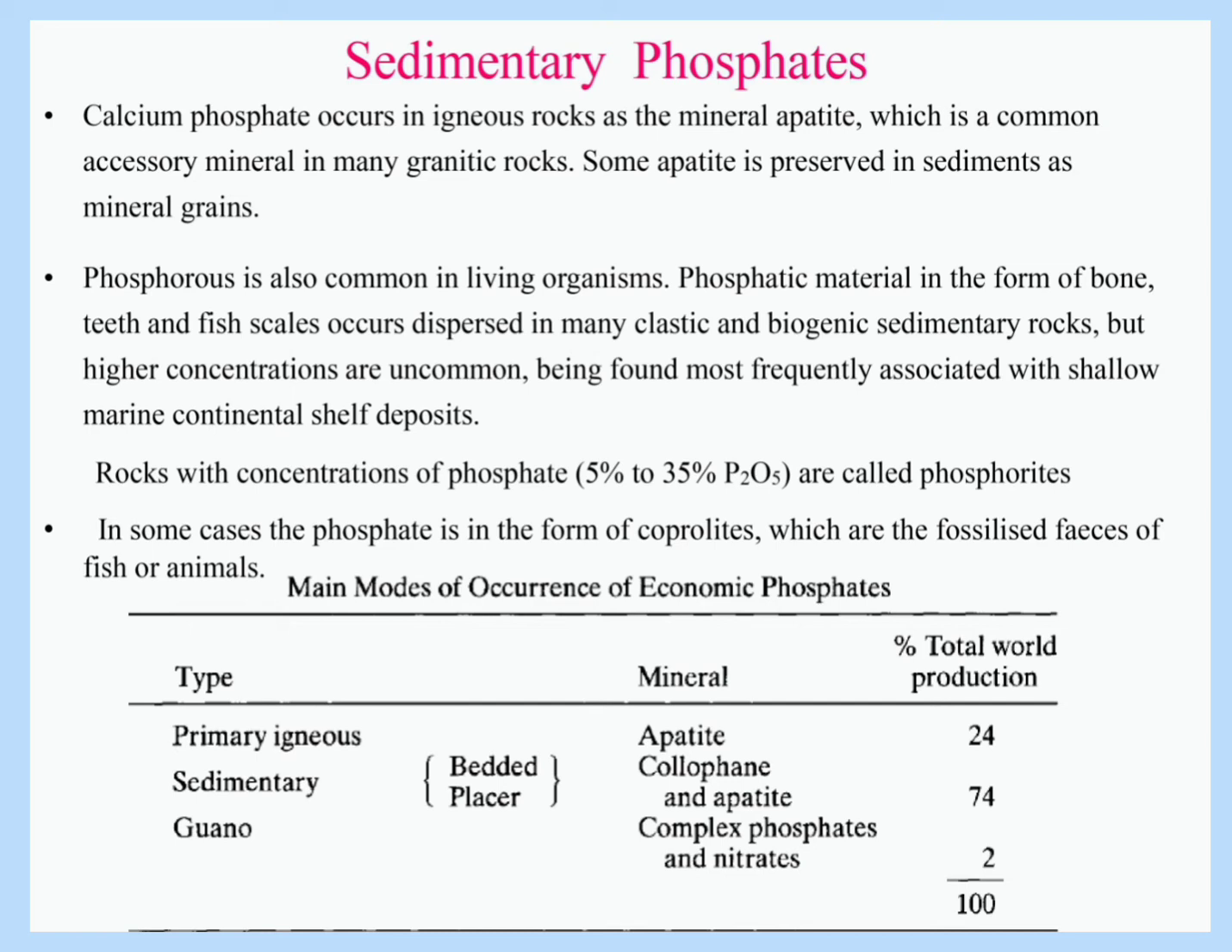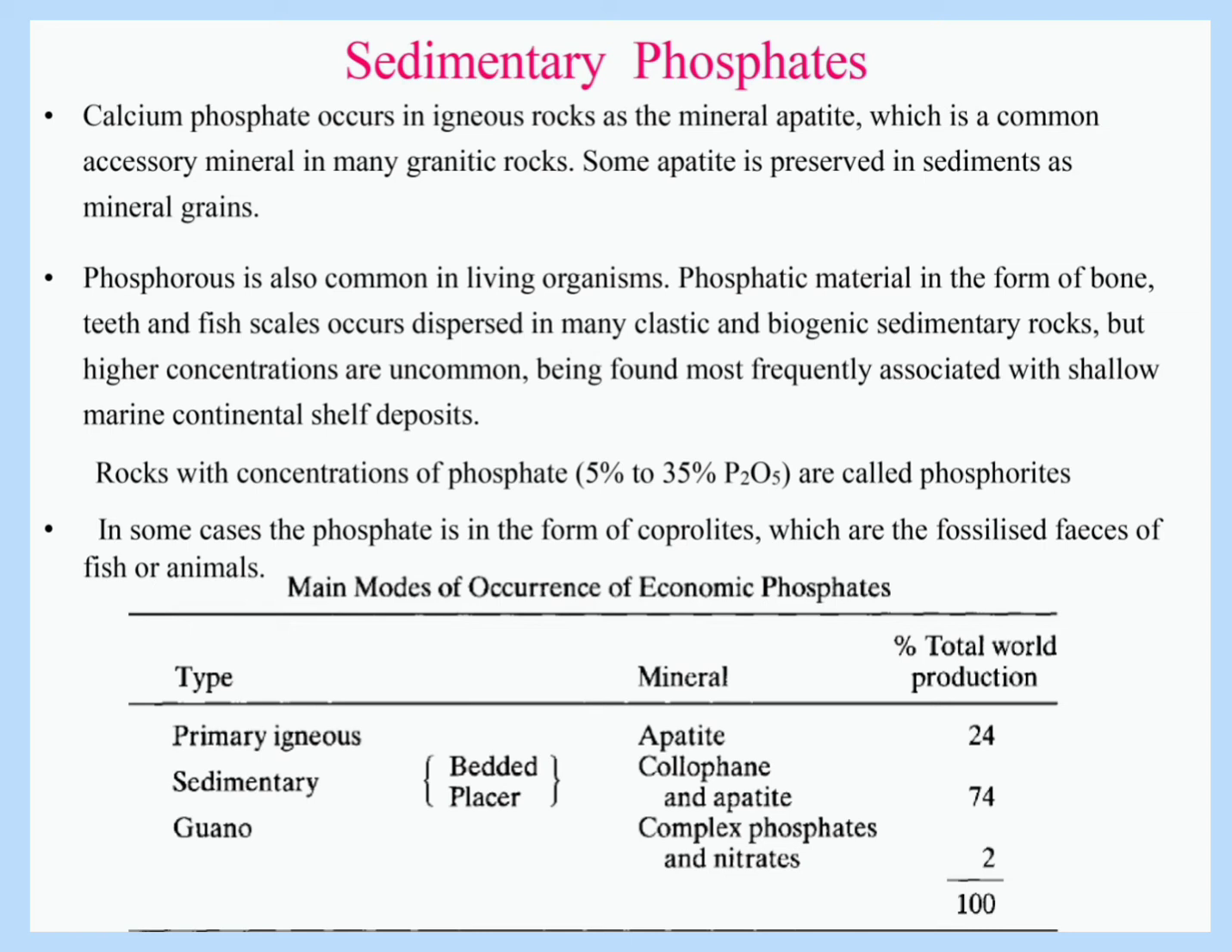Okay, now the main modes of occurrence of economic phosphate. So you have primary igneous, which contains apatite, which is about 24% of the world production. So in igneous rocks you only see apatite as a source for the phosphate, and it contributes 24% of the world's production.